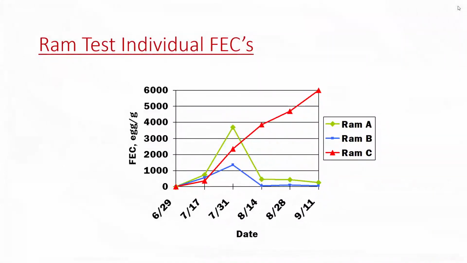This just kind of gives you an idea of some of the things we've seen. That last slide was kind of the average of what we see over time. Here we've got 3 different rams. Ram A in the green is very typical to what our average is. He's got that sharp spike that goes up, that fecal egg count gets high. He comes back down on his own, didn't have to be dewormed.